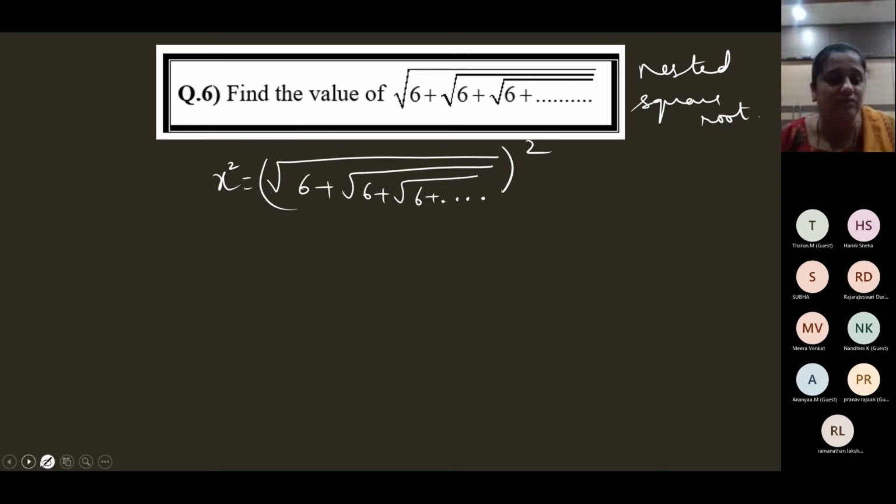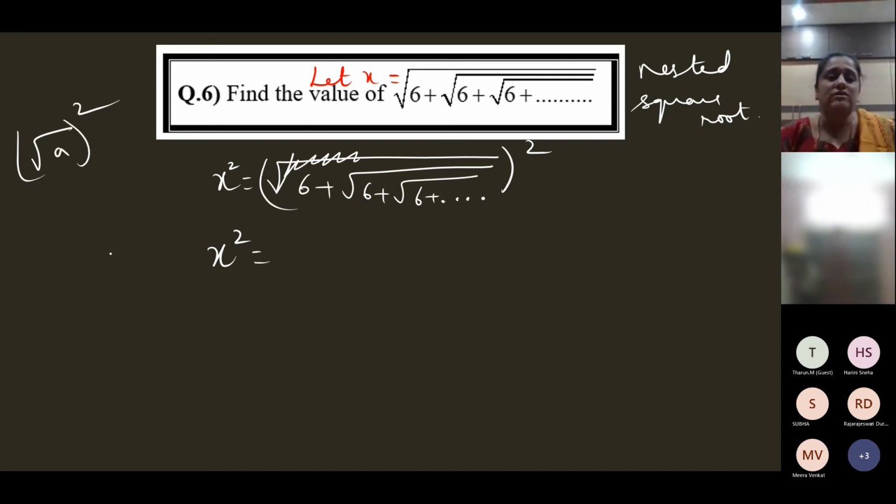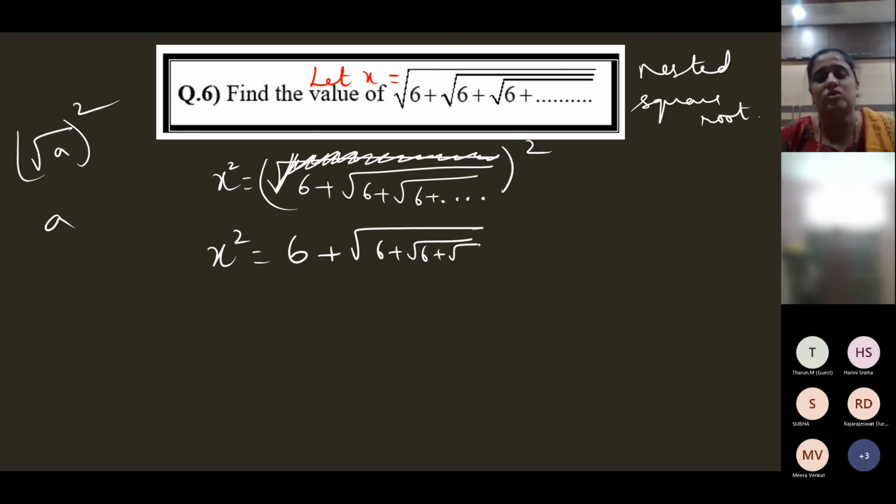We said let x be equal to this one. So this is what happens when you square. So x square is equal to, what happens when you square this? This outermost square root is eliminated, right? Like when you have square root of a the whole square, it's a. So you have 6 plus square root of 6 plus square root of 6 plus square root of 6. It goes on like that. Am I clear, children?